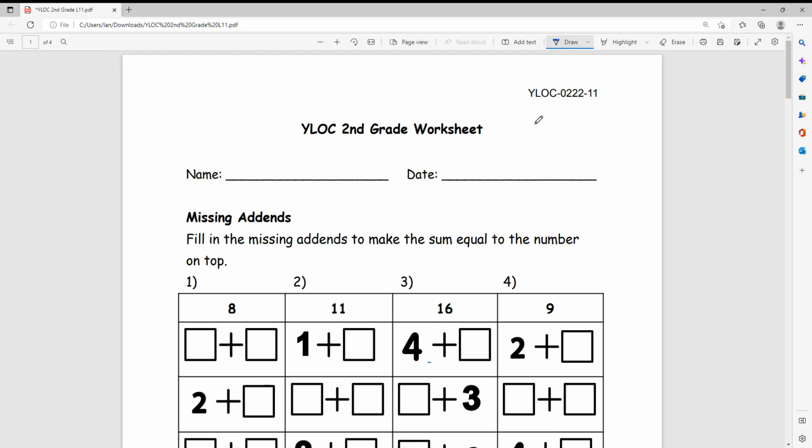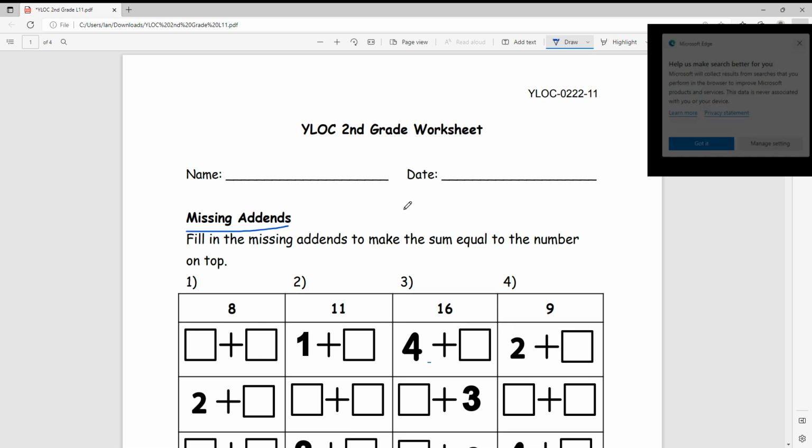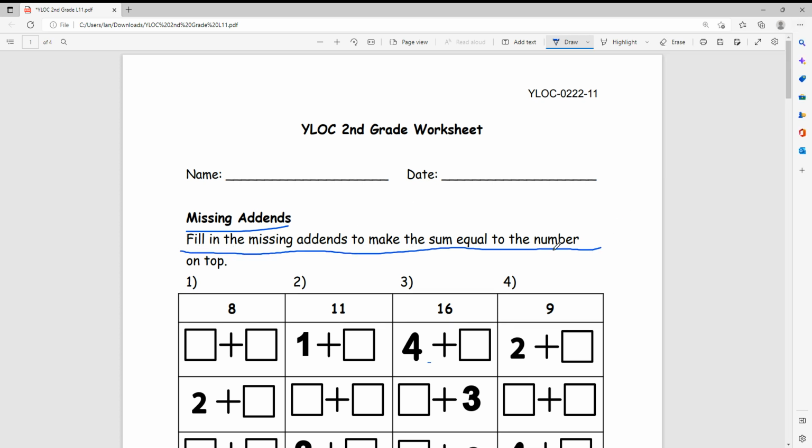This is second grade lesson number 11. So the first thing we're doing is missing addends. It says to fill in the missing addends to make the sum equal the number on the top. So let's look at number 1 here.